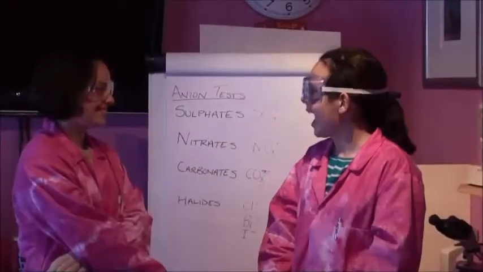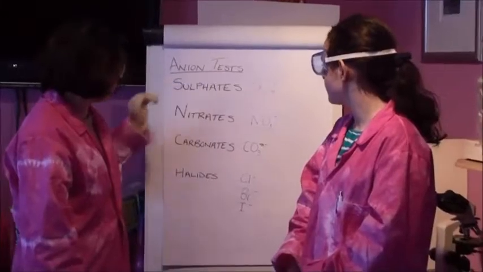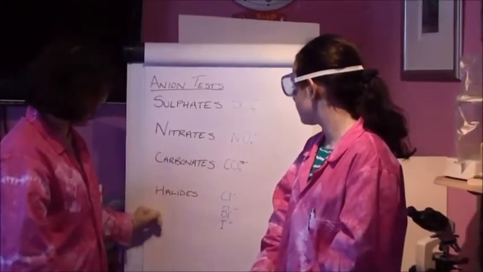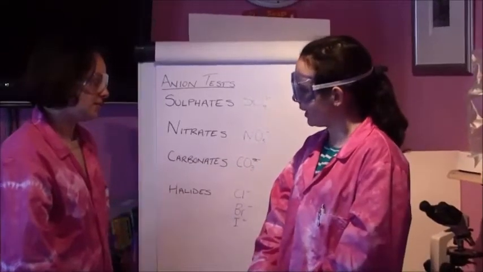That was amazing! The flame went orange. That, coupled with the results from earlier, means the substance is probably sodium. We should probably do more tests though for anions. How are we going to do that? Well, we're going to test for sulfates, nitrates, carbonates and halides. I've not done the test for sulfates before. Could you walk me through it?